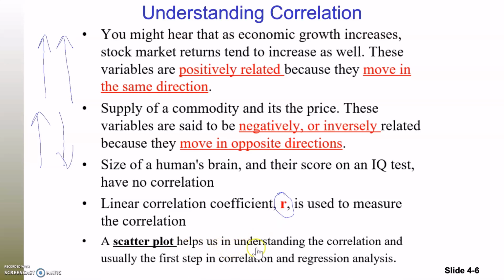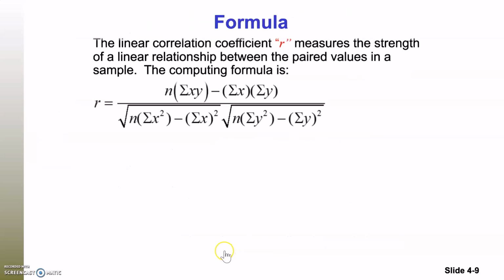A scatter plot helps us in understanding the correlation and is usually the first step in correlation and regression analysis. In this particular chapter, most of the time your starting point is the scatter plot. The scatter plot will tell you in which direction you have to go, what type of relation you have, and how you are going to move. The first step you're going to take is to make a scatter plot, and it will tell you a lot of facts about the association between these two variables.